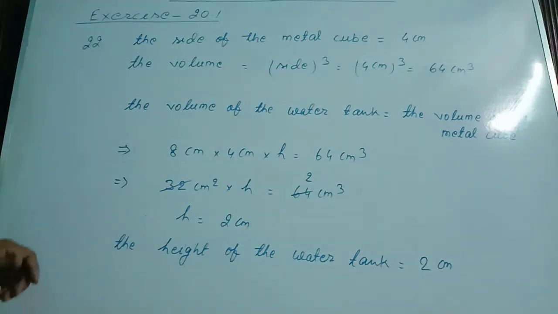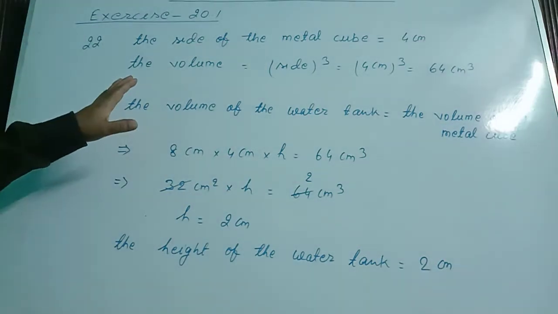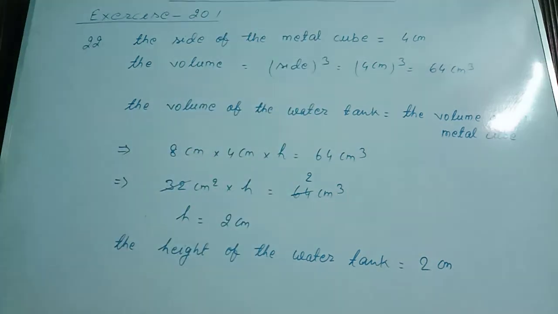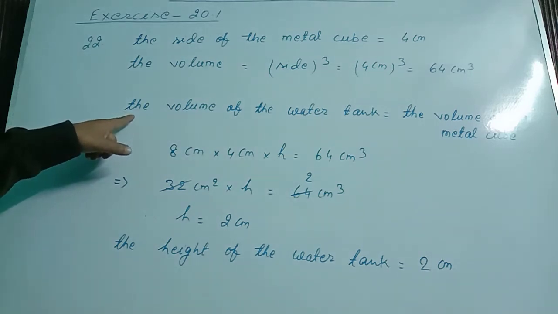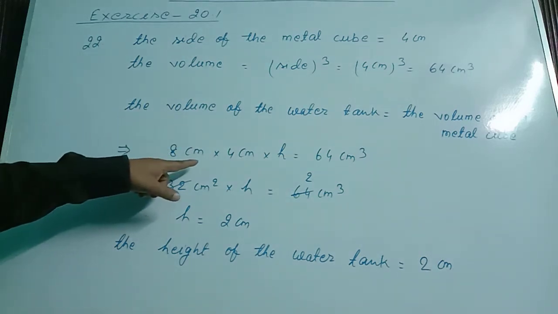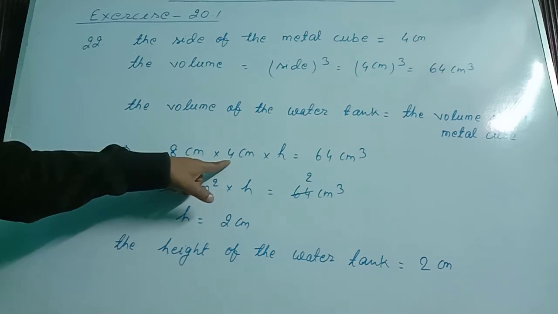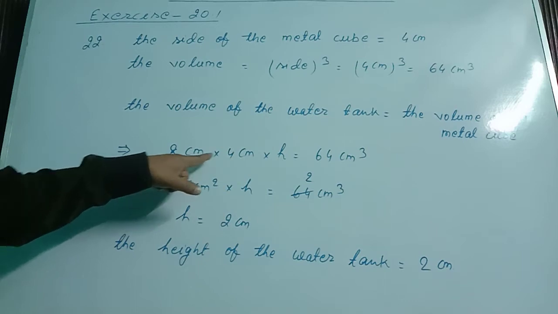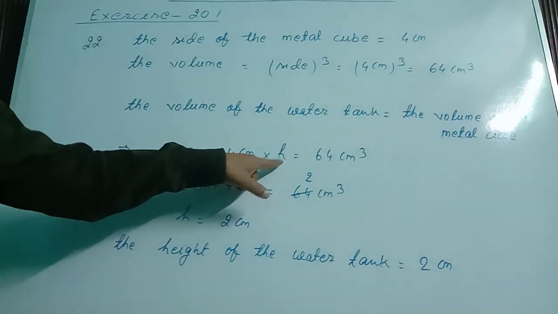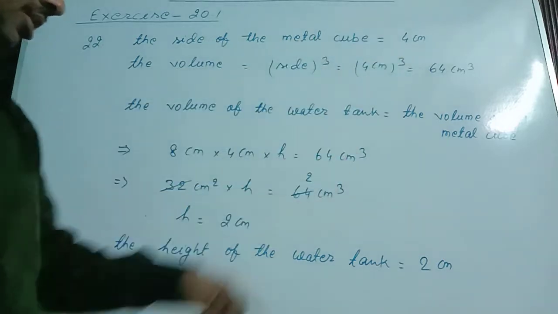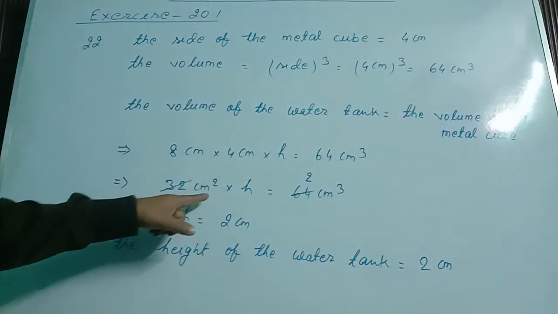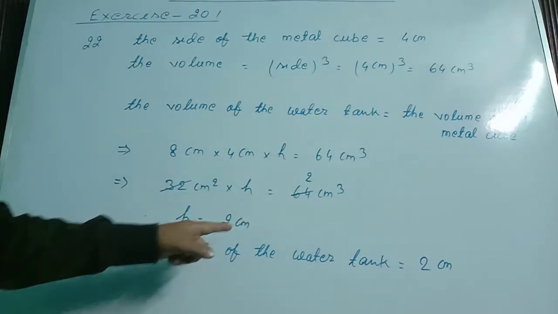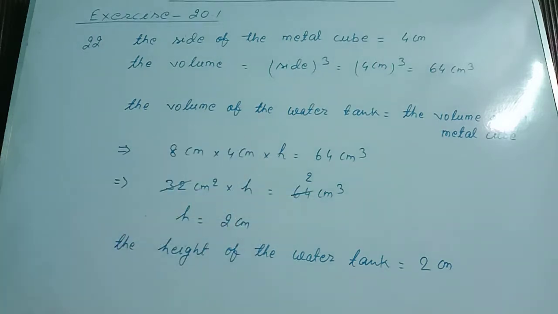Now the volume of the water tank is equal to the volume of the metal cube. So the volume of water tank is L B H. Length and breadth are given, but height is not given, so I consider the height H. 8 cm is the length, 4 cm is the breadth, and height is H, that is equal to 64 cm cube. 8 into 4 is 32 centimeter square into H equal to 64 centimeter cube. 32 twos are 64, so H equals 2 centimeter. So the height of the water tank became 2 centimeter.